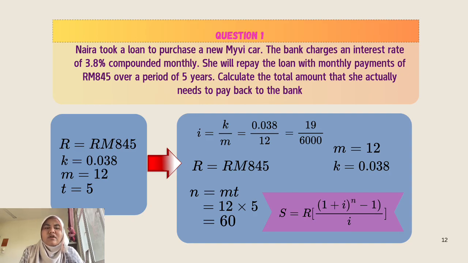First, we need to list all the information that is provided in the text. On the left side, we got R equals RM 845, K equals 0.038, M equals 12, and T equals 5. On the right side, we got I equals K over M equals 0.038 over 12, which is 19 over 6,000. N equals M multiplied by T equals 12 multiplied by 5, and we got 60.